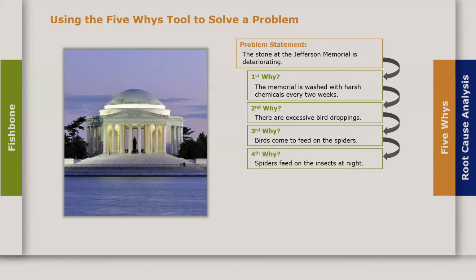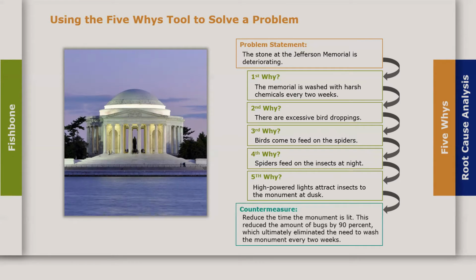Why were there so many spiders? Because they came to feed on the vast swarms of insects each night. Why were there so many insects at the monument at night? Because they were attracted to the high-powered lights used to light the monument at dusk. The consultants had finally reached the root cause, and they were able to determine a countermeasure. The solution was to wait until 30 minutes after dusk to light the memorial. By incorporating this simple change, it reduced the amount of bugs by 90%, which ultimately eliminated the need to wash the monument every 2 weeks, which helped preserve the memorial.